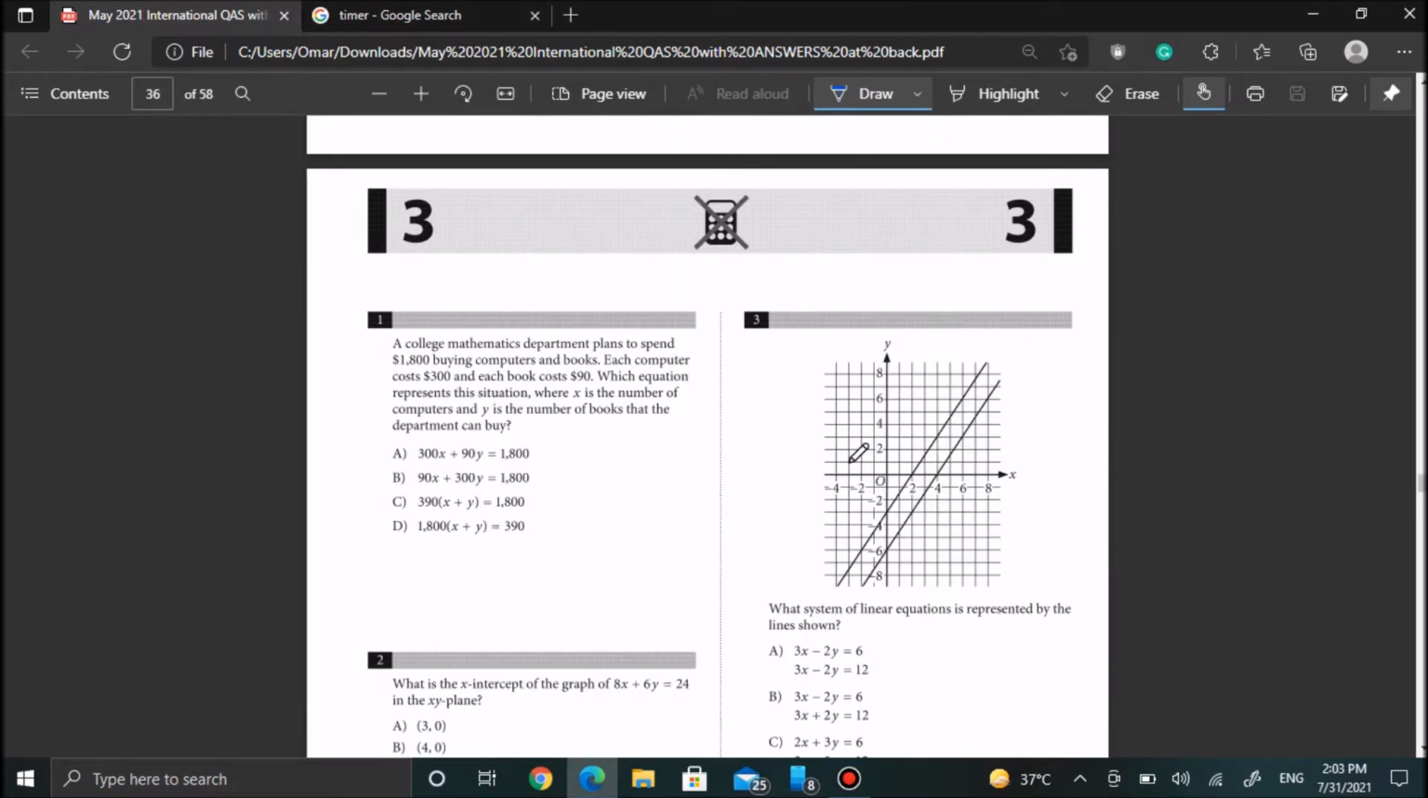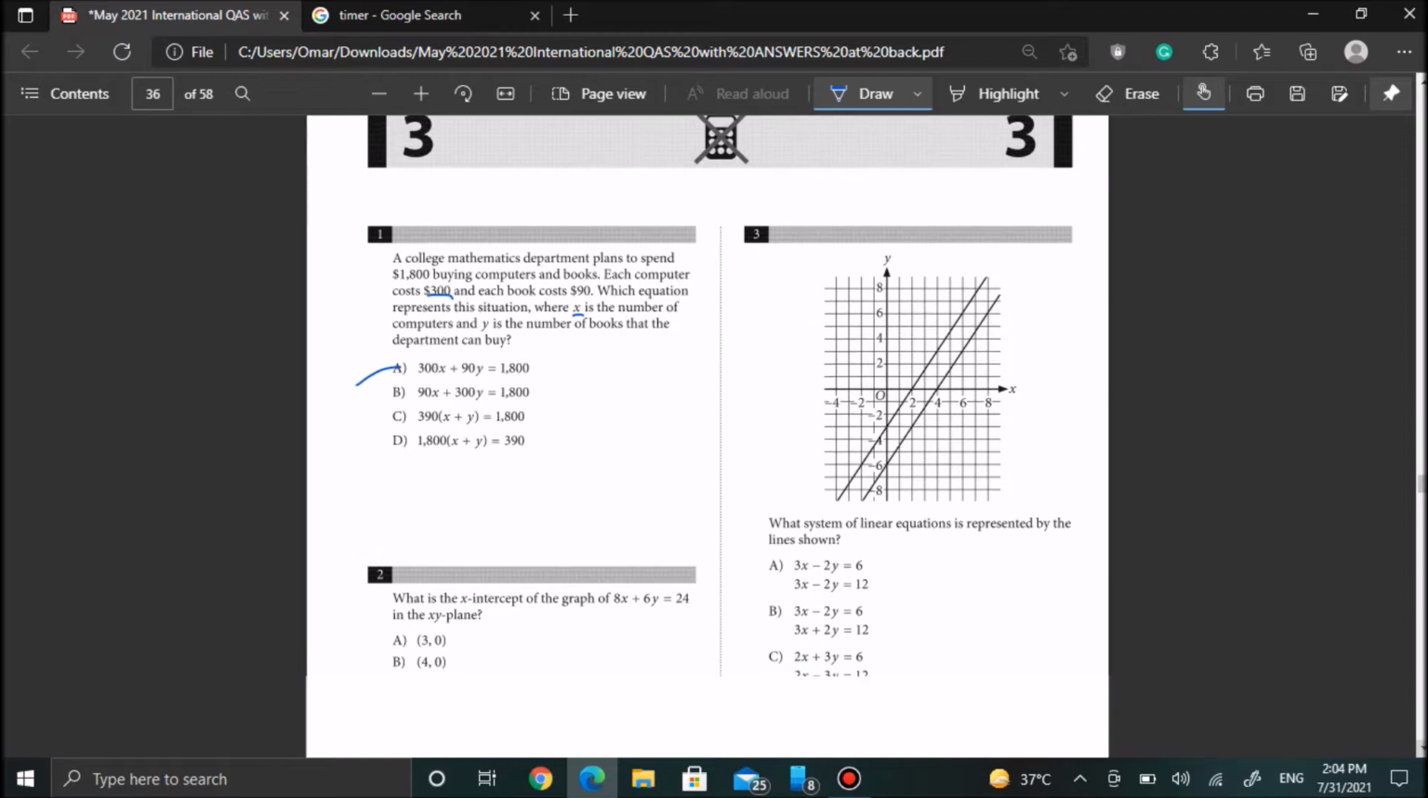Okay. A college mathematics department plans to spend this amount buying computers and books. Each computer costs, okay, X is the number of computers, so each computer costs 300 and there are X computers, so 300X. The answer is A. This is the only one with 300X. Awesome. Okay, next.